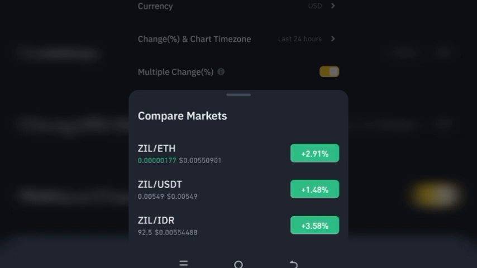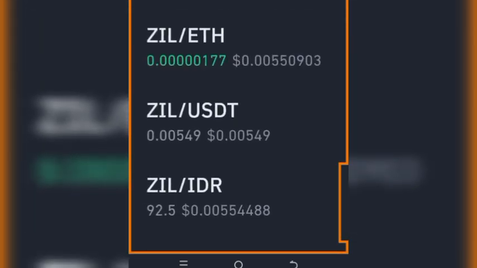Look at this. As you can see here, let me increase this so you can see it very well. We have the ZIL ETH, we have the ZIL USDT, we have the ZIL IDR.